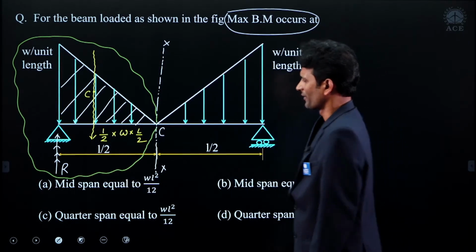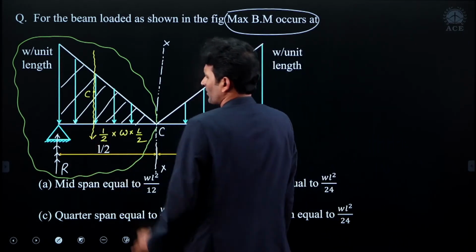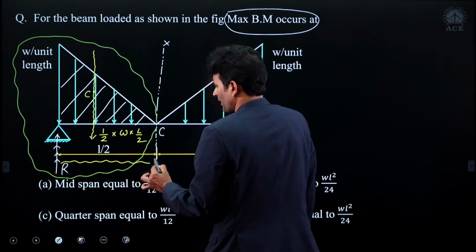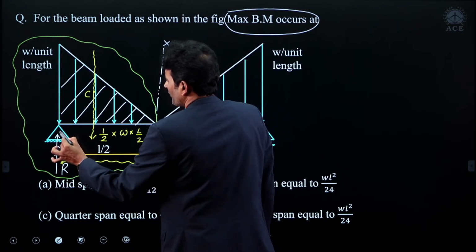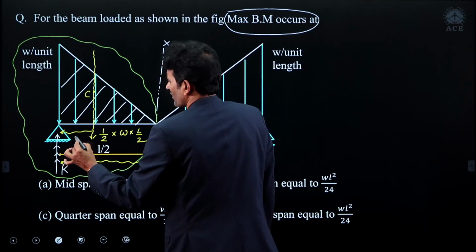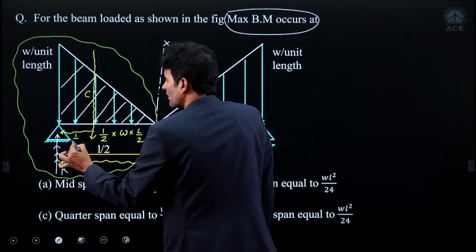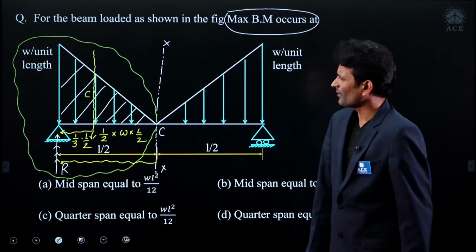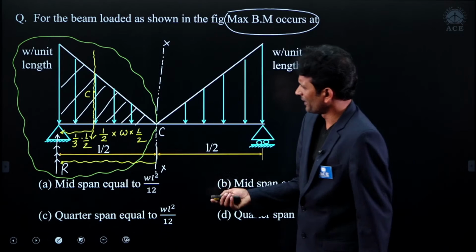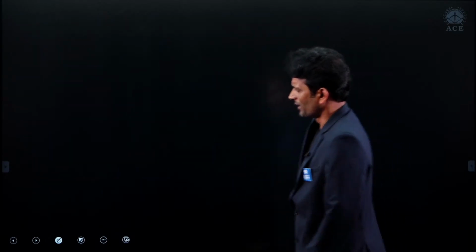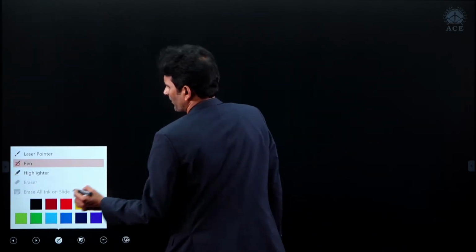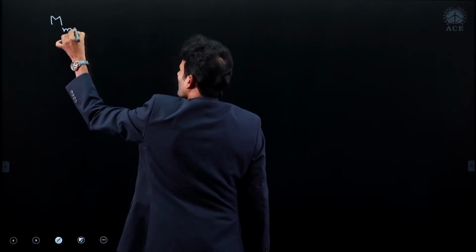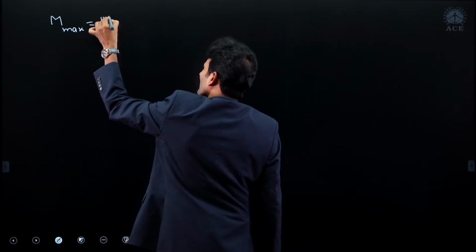Now, two loads we are observing. One is reaction R, the second one is this one. Reaction R we observe at a distance of L by 2. And this one we observe at a distance of 1/3 of L by 2, 1/3 of the base. What is the bending moment? Now my requirement is the maximum bending moment that we observe at point C.